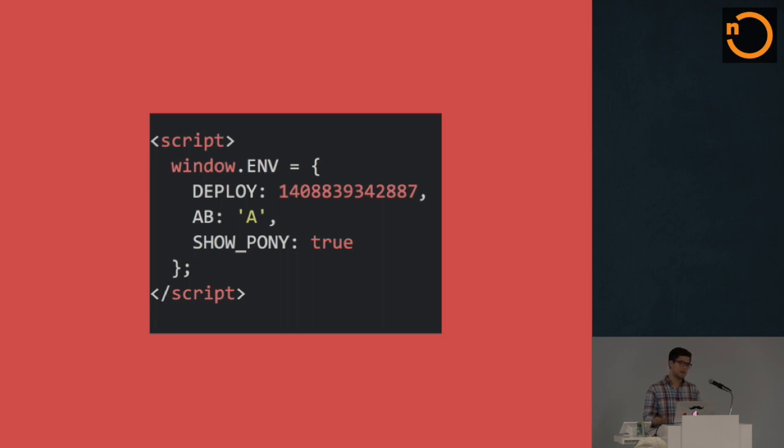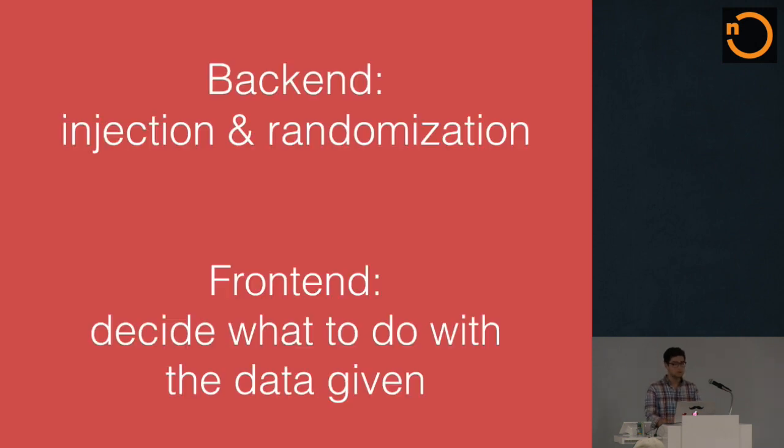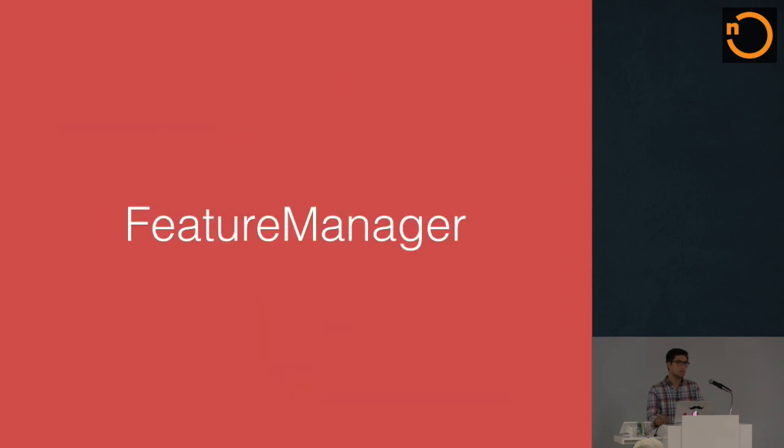On the top of the head tag, we have a window.env, and then I have various flags in there. And you can do other things as well, like current user ID, analytics params, really anything. So what the backend is responsible for is the injection and randomization of data, and then the front end decides what to do with that data. So inside of Ember, I have a service called Feature Manager.